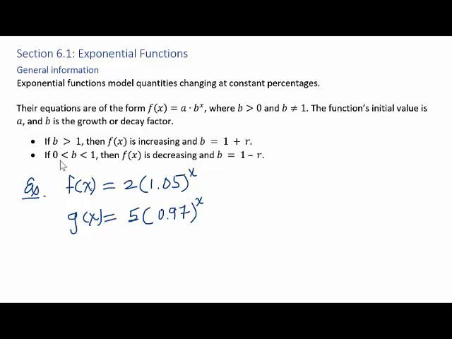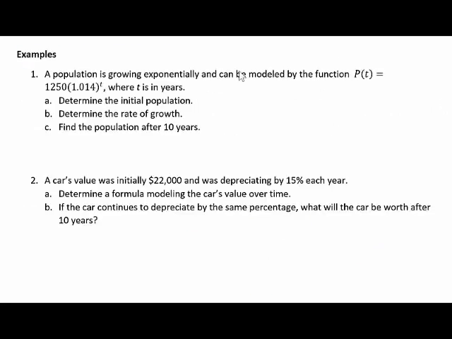On the other hand, a function g(x), which is 5 times 0.97 to the x, here b is between 0 and 1, and so the function is decreasing. Okay, so b is equal to 1 minus r, so 0.97 is equal to 1 minus r, and we solve this equation for r. So r is equal to 1 minus 0.97, which is 0.03, and that is a 3% decay rate. Okay, so let's take a look at some examples.